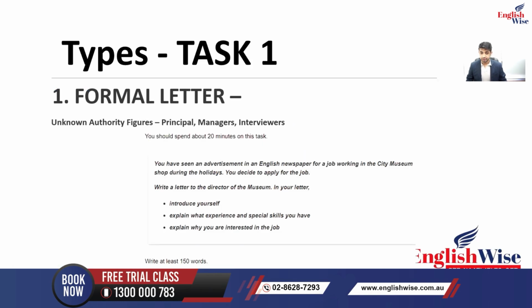Your letter can appear for you in 3 different ways or 3 different types. You can have formal letters, you can have semi-formal letters, and you can have casual letters. Formal letters are written to authority figures that are unknown to you. For example, principals, managers, interviewers. For example, in this question, you can see you're preparing a letter for applying for a job in an English newspaper, and you're writing to the director of the museum.